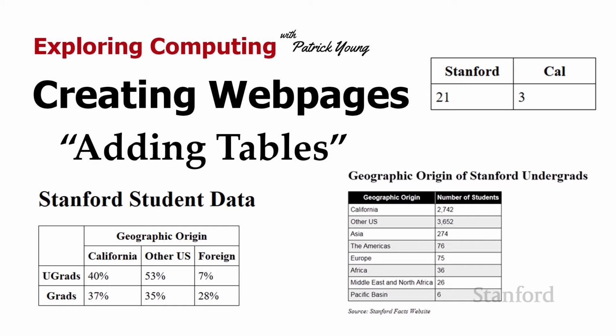If you're in the fine arts and you're creating a new web page for a new play you're putting on, you may want to put up a table of performances. Or if you've just created a new nonprofit and you want to put up a schedule or a directory of volunteers, you're going to need a table. So in this video, we're going to teach you how to put tables on your web pages.